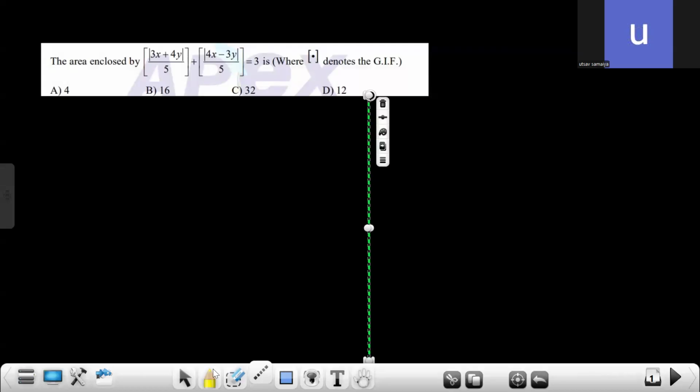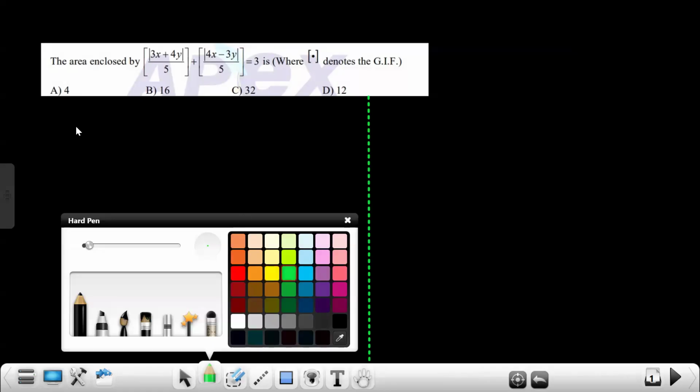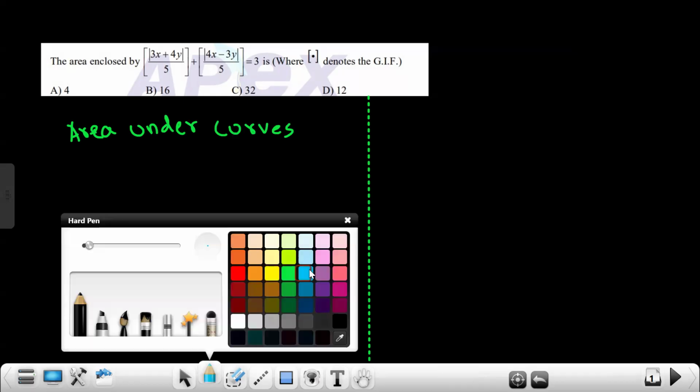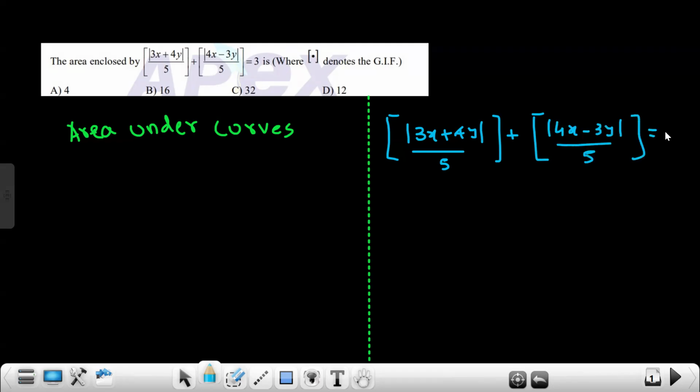Hello students, today we are going to solve this question from the topic area under curves. The question is to find the area included by this graph, that is, greatest integer of mod 3x plus 4y by 5 plus greatest integer of mod 4x minus 3y by 5 is equal to 3.